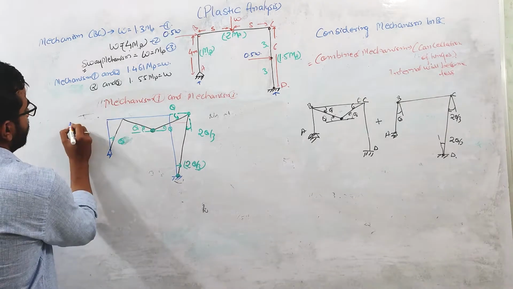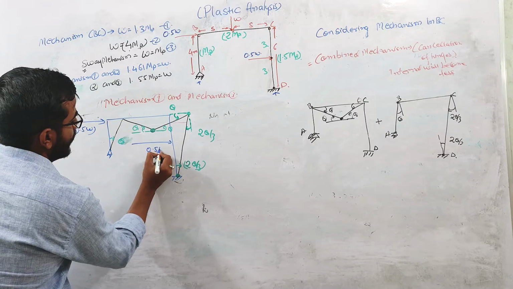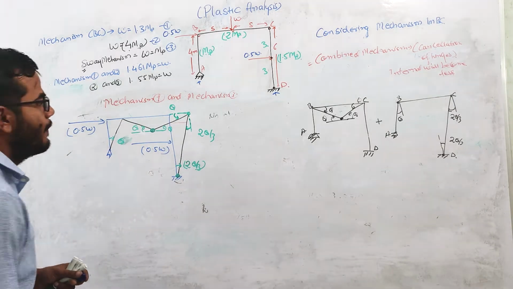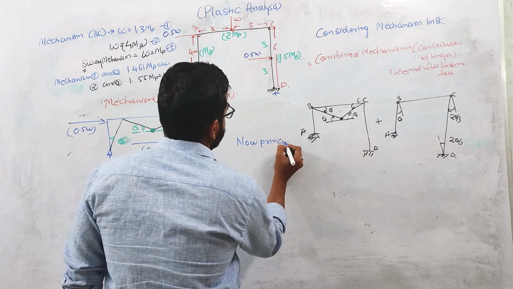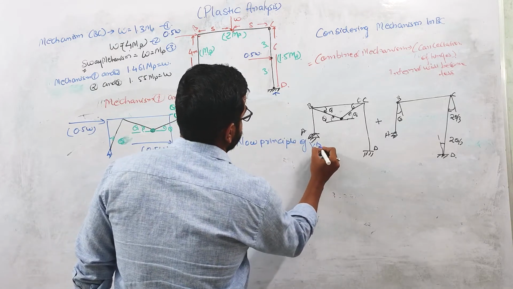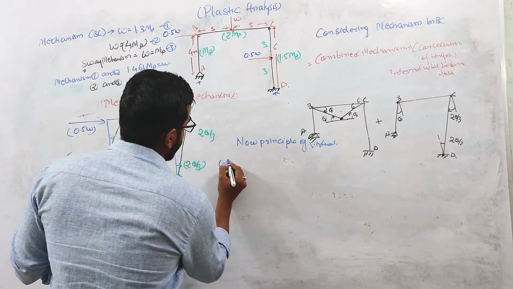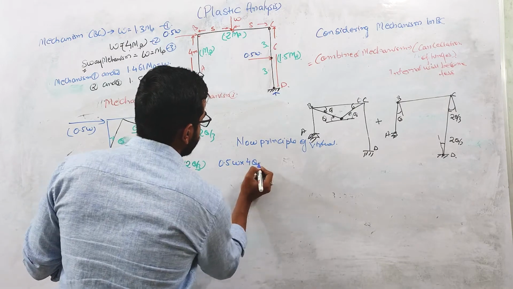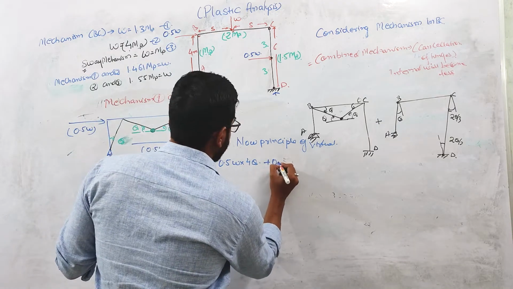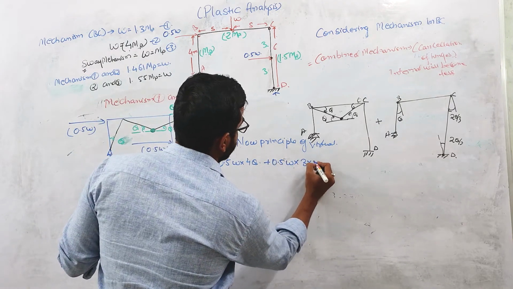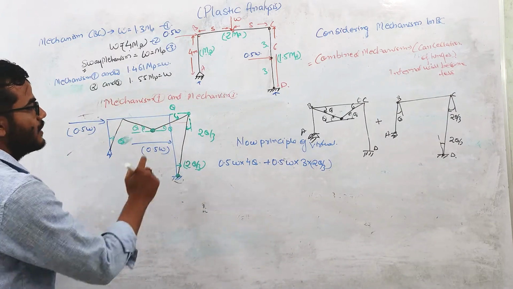The external virtual work done will be due to this load, which is 0.5 W, and here also it is 0.5 W, right? Now apply the principle of virtual work. So what is the external work? External work done will be 0.5 W into 4 theta at this point, and again at this point it will be 0.5 W into 3 into 2 by 3 theta. This angle is 2 theta by 3.